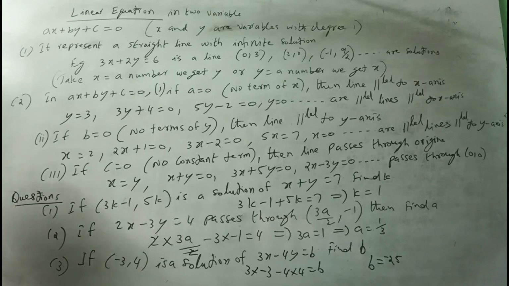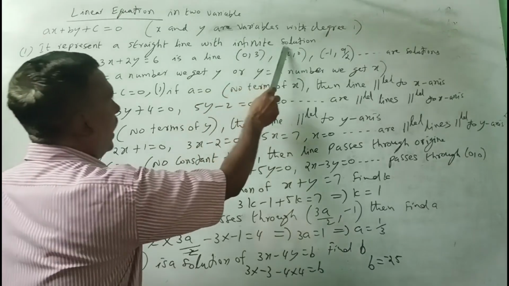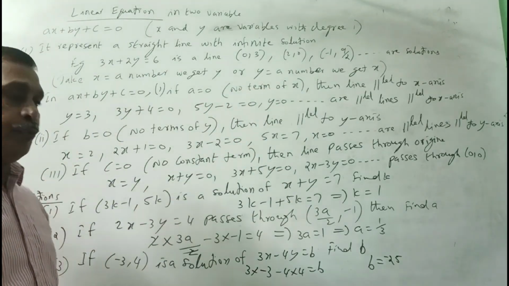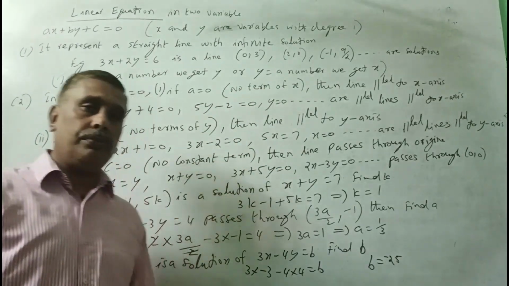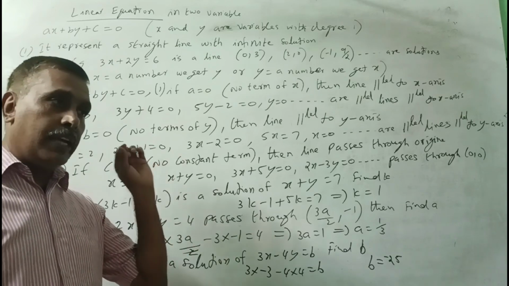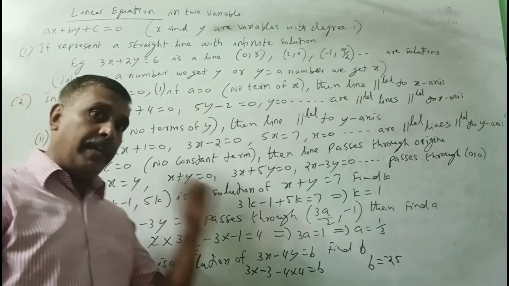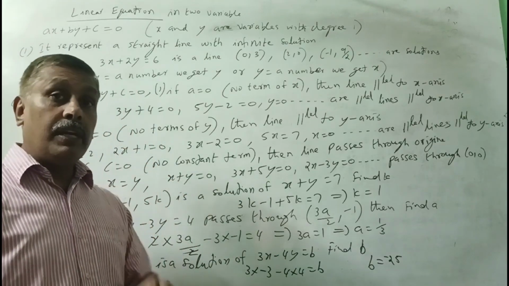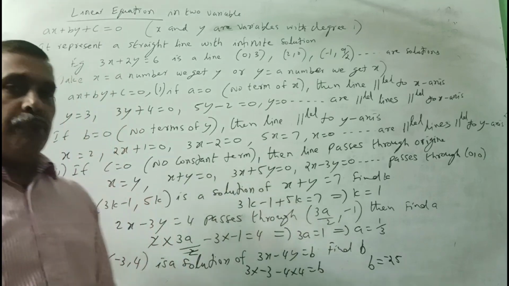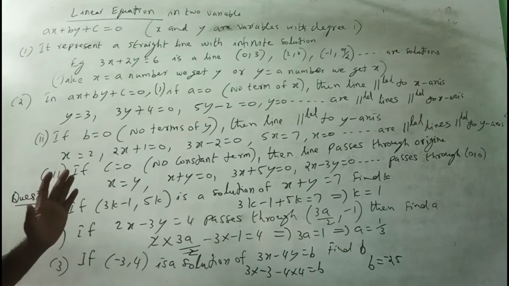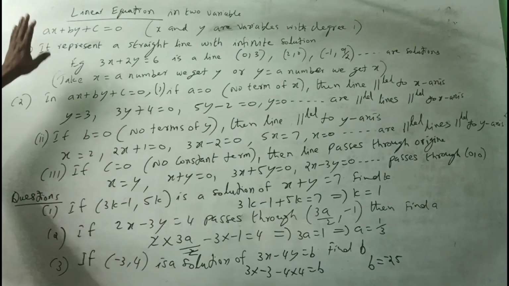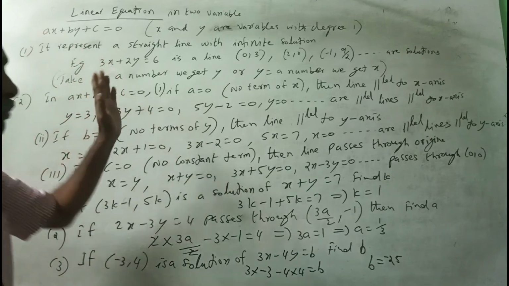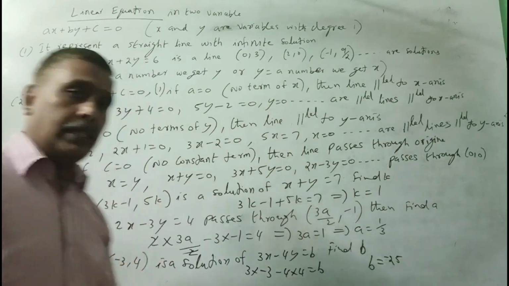Its importance is that it represents a straight line with infinite solutions. If we draw its graph, we will get a straight line which contains infinite solutions. Infinite solutions means the values of x and y which make LHS equal to RHS.